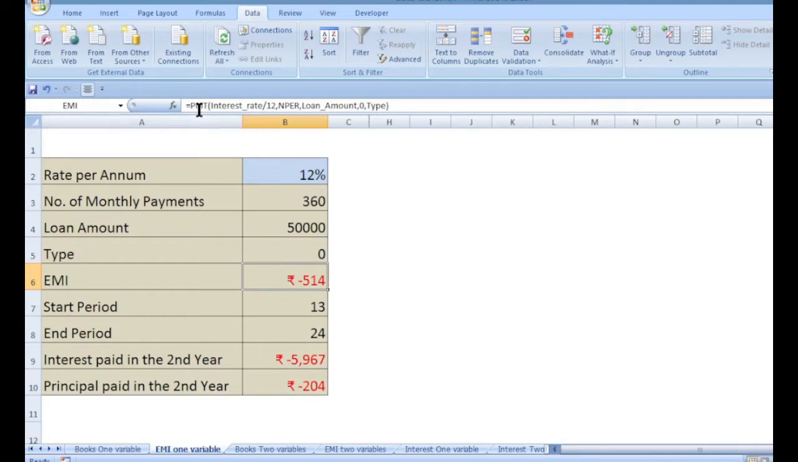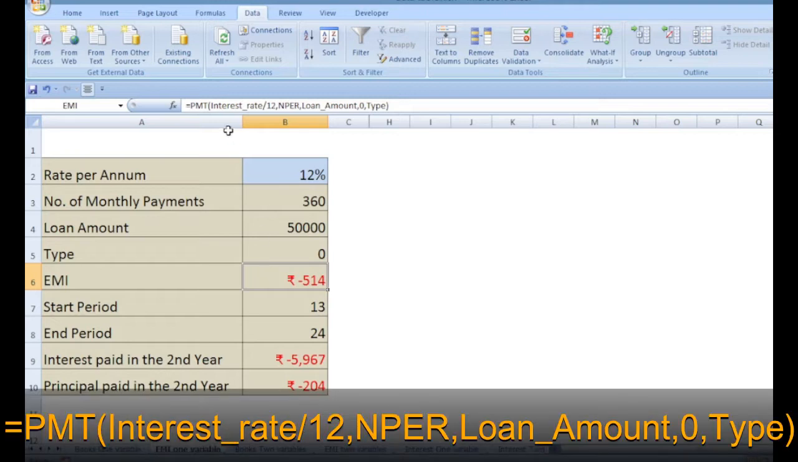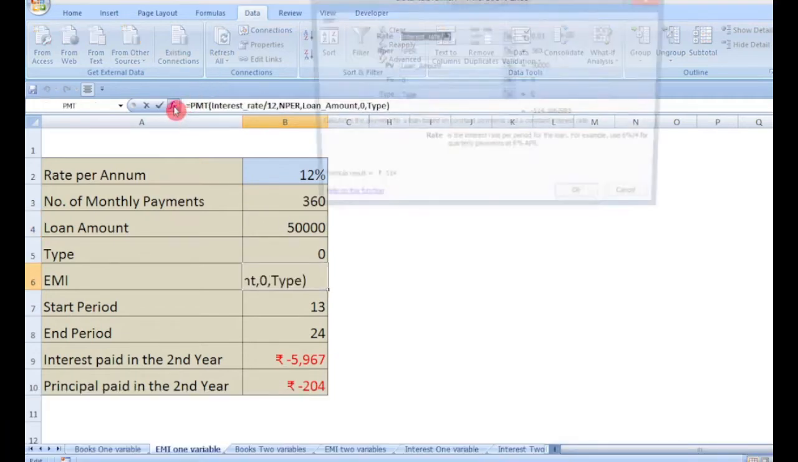This is the PMT, repayment amount per month. So the formula is PMT, interest rate divided by 12 because it is per annum. And then you have got NPER, number of monthly payments, how many months I want to pay. And what is the loan amount? It is 50,000. So you can find out the meaning of this PMT using this fx.